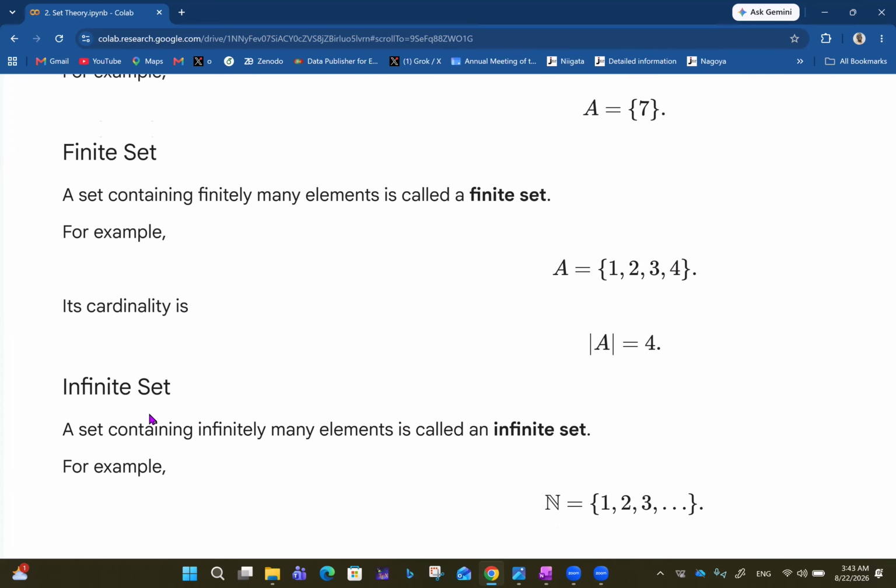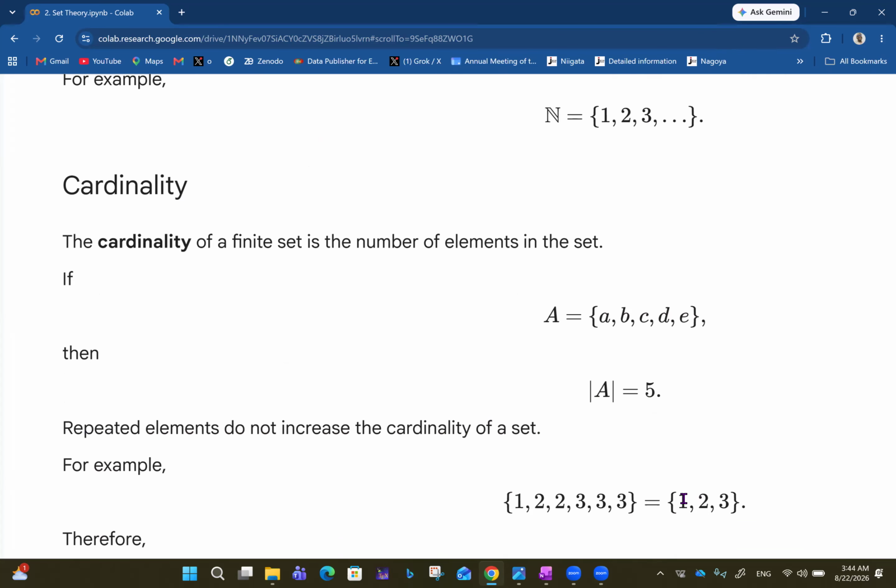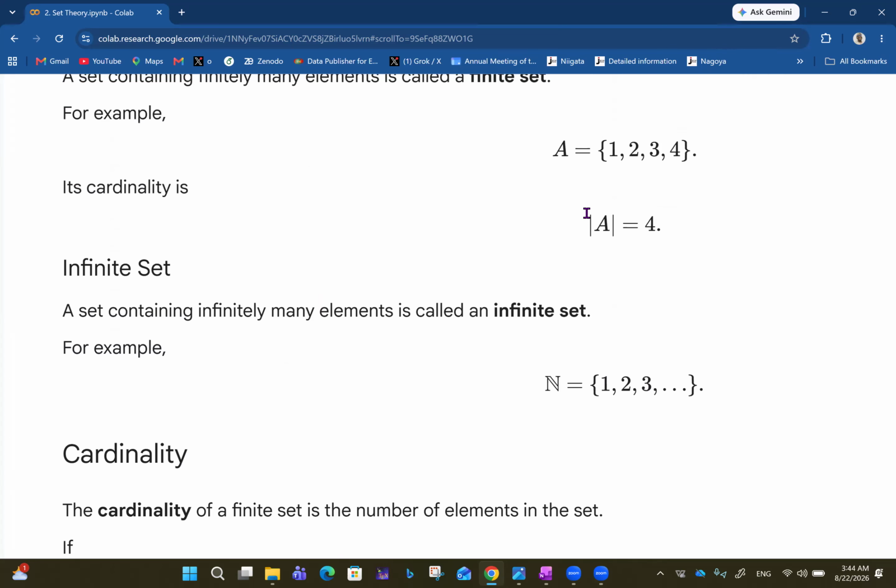Then you have infinite sets. A set containing infinitely many elements is called an infinite set. For example, the set of all natural numbers. What's the last natural number? Nobody knows because it keeps going. You can think it is 10 trillion or 100 quadrillion, and that's not true. That's not the end. So that's an infinite set. It keeps going.